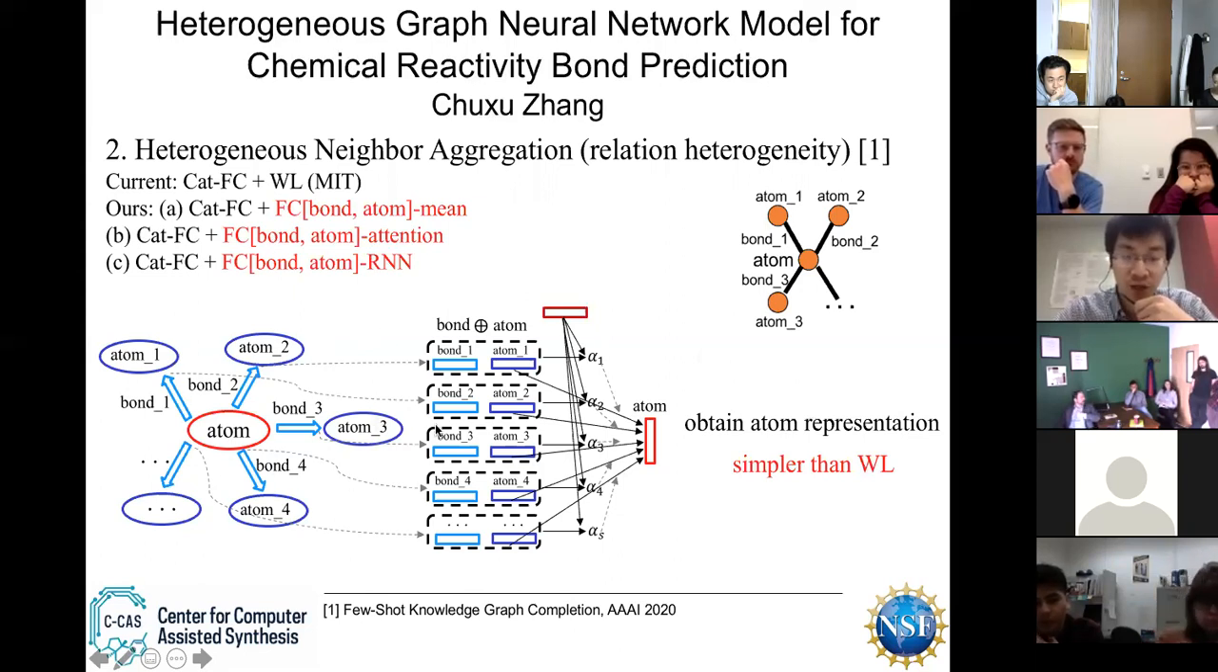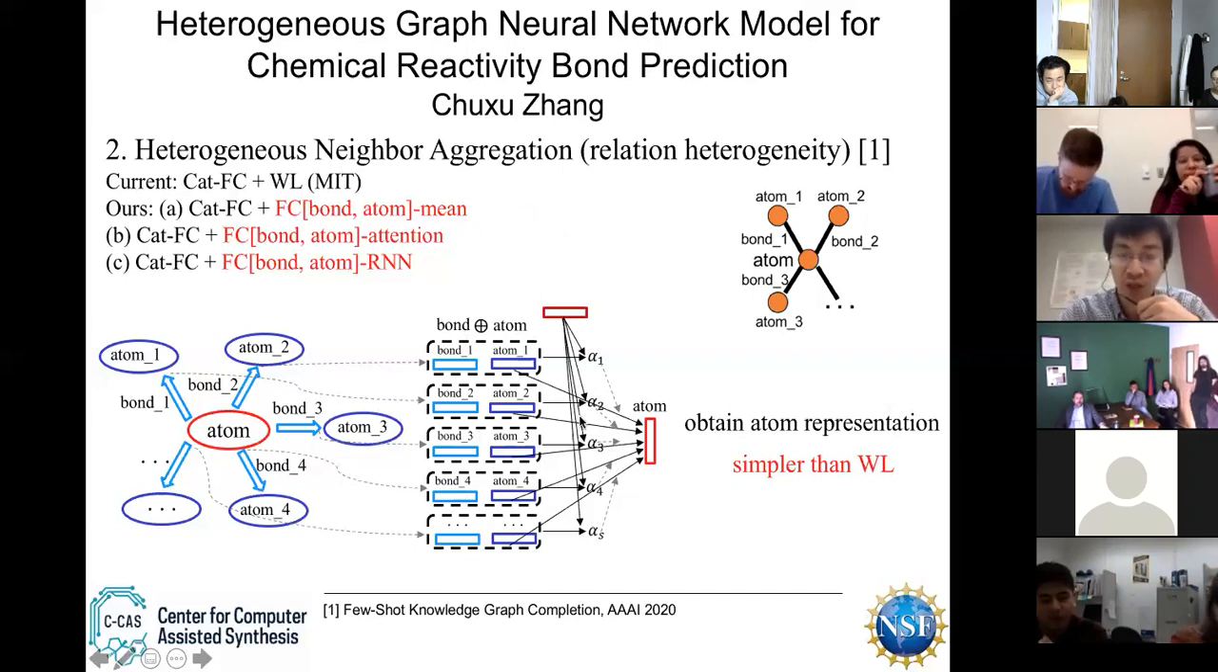For example, you can see these pictures. How can we aggregate the different types of atom neighbor information to obtain the atom representation? Each atom is connected to different atom neighbors by different bonds. So for each neighbor, like atom one connected by bond one, we only need to concatenate their content embedding obtained in the first step, right? Then after concatenating the bond content feature and atom content feature, we fuse the information of all neighbors together by using different operations.